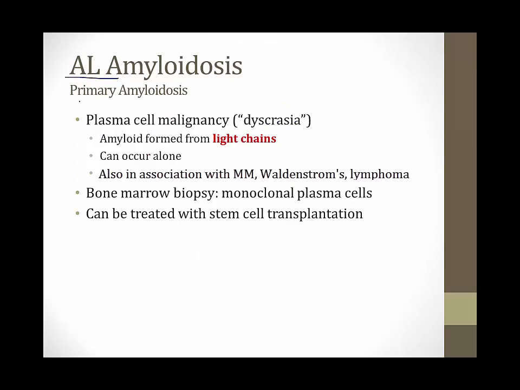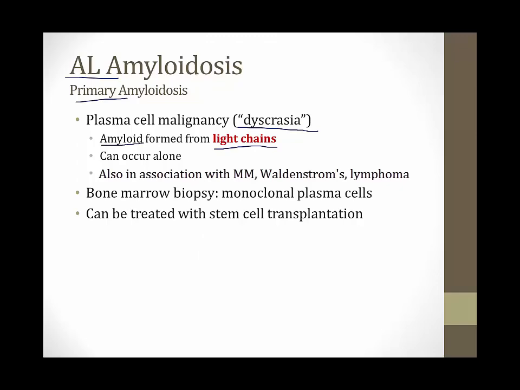Now let's talk about some of the forms of amyloidosis in a little more detail, and I'll start by talking about AL, or primary amyloidosis. This form of amyloidosis is a plasma cell malignancy, often called a plasma cell dyscrasia. In this form of amyloidosis, malignant plasma cells overproduce light chains which deposit in tissues and form amyloid.